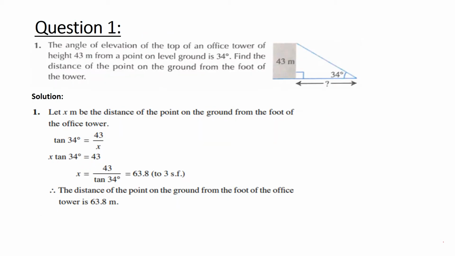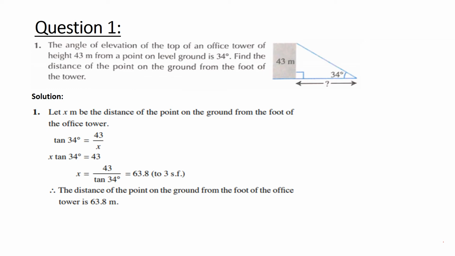Dear students, let us take a question now. The angle of elevation of the top of an office tower of height 43 meter from a point on level ground is 34 degree. Find the distance of the point on the ground from the foot of the tower. Now in your diagram, 43 meter represents the height of the tower and 34 degree is the angle of elevation of the top of the tower from a certain point.